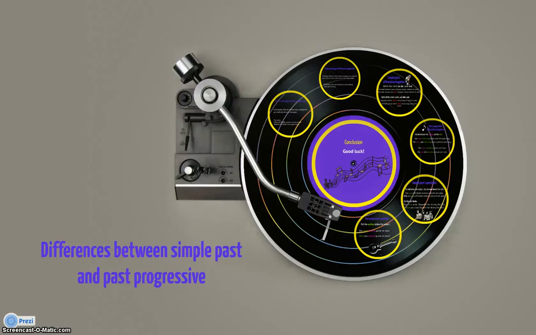Hi everyone. Today we are going to take a look at the usage of the simple past and the past progressive. We will analyze the form and also the usage of the affirmative, the negative, and also the way to formulate questions with both tenses. We are going to make links between verbs and also a passion that we share, music.